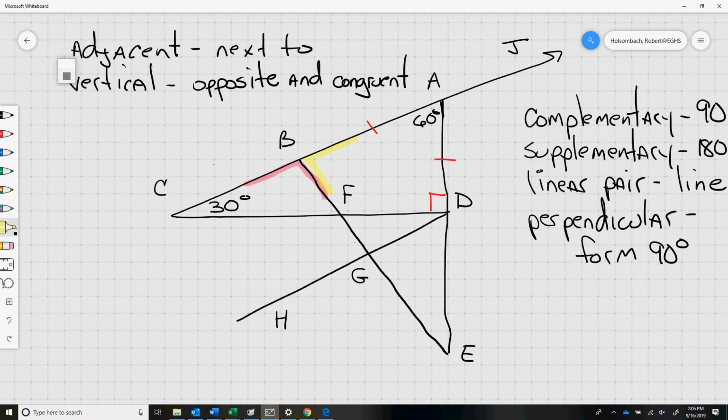And then number 18 was supplementary to JAE. JAE is right here. And what's supplementary to that? DAB, good, right on the other side of it, DAB.